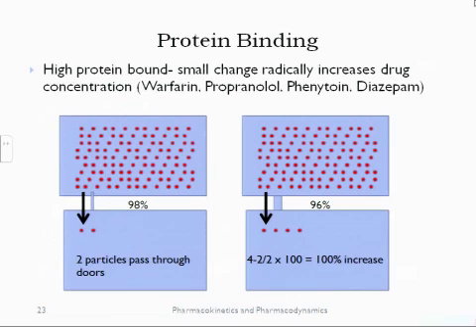With high protein binding, small changes can radically affect it, which is a problem. So for medications that are highly protein bound, if you reduce the amount of protein binding, you can have drastic effects. And that doesn't kind of make sense when you think about it, right? I mean, you think, why? Something's highly protein bound, it's a little bit of change in protein. Why would it make such a big difference? So it's a mathematical construct, okay?